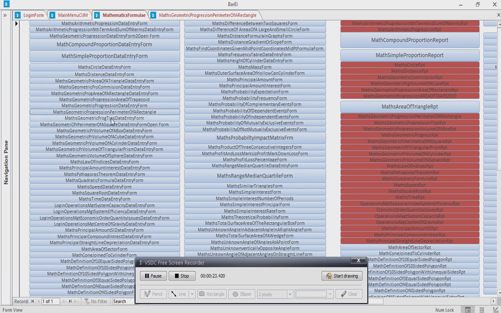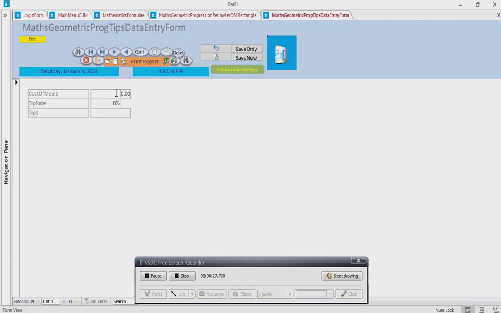How to calculate a tip? If the cost of the mirror is 3,500 and the tip rate is 10, then it's 350. That is the tip.